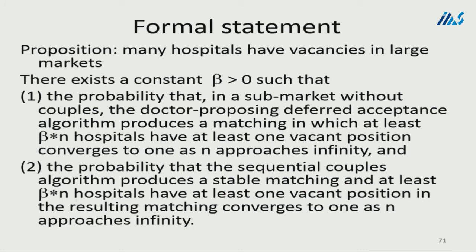So the formal statement is there's a constant beta. Think of beta as being like 1 over 1,000, a fraction of the jobs, such that in a submarket, even without couples, there'll be beta times n hospitals that have at least 1 vacant position. So even when there are lots more students than hospitals, as the market grows large, the number of hospitals that don't get a match will grow linearly. It may be a tiny number, but it'll grow linearly. And that's what means that rejection chains mostly end with a vacancy rather than coming back to you to either cause problems for couples or to allow you to manipulate.